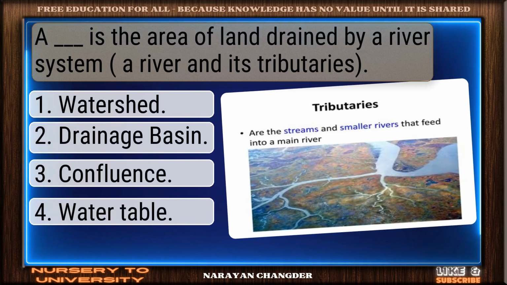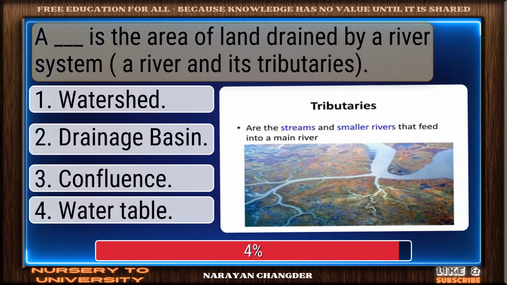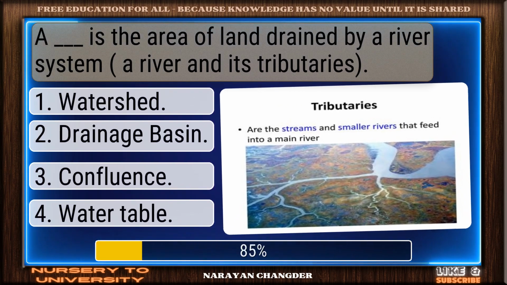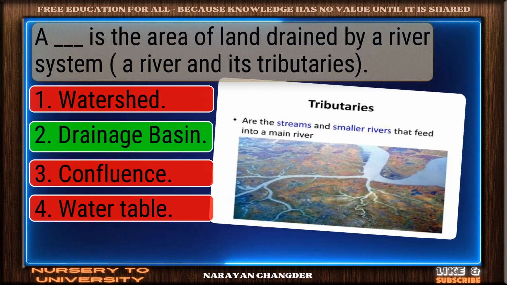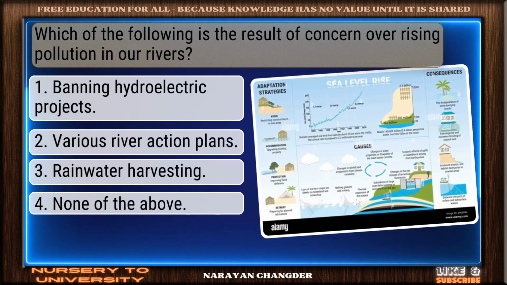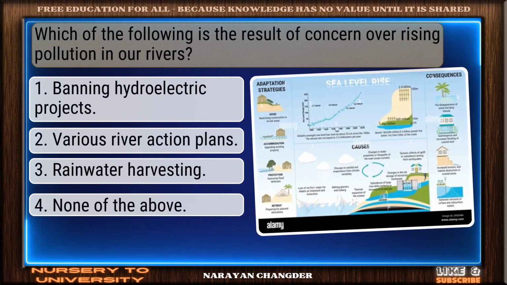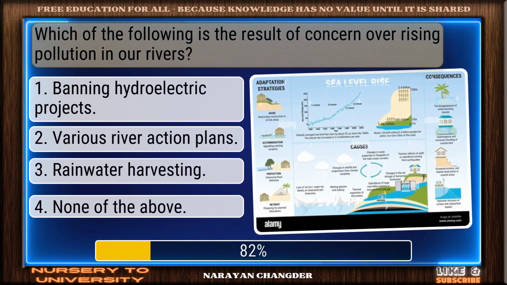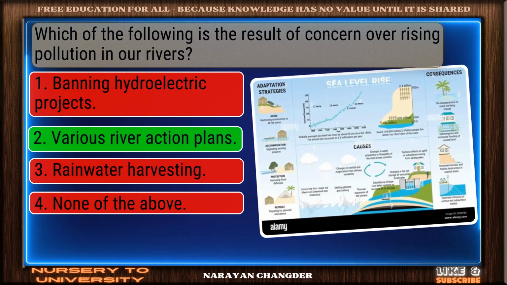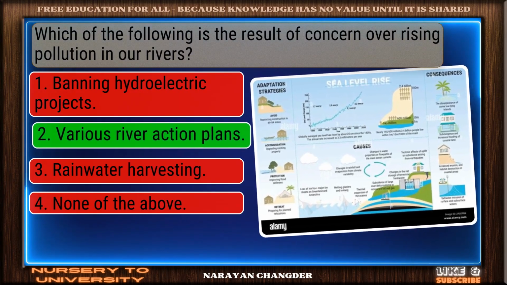Question number 45. A dash is the area of land drained by a river system. Well done. Drainage basin is the right choice. Question number 46. Which of the following is the result of concern over rising pollution in our rivers? Right again. Various river action plans is a valid answer.